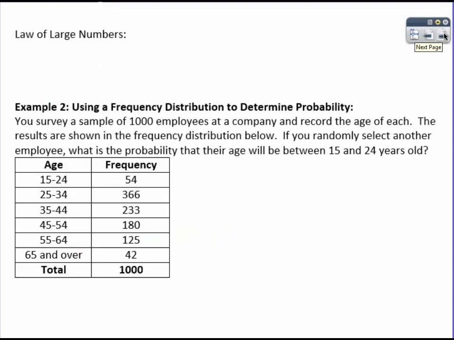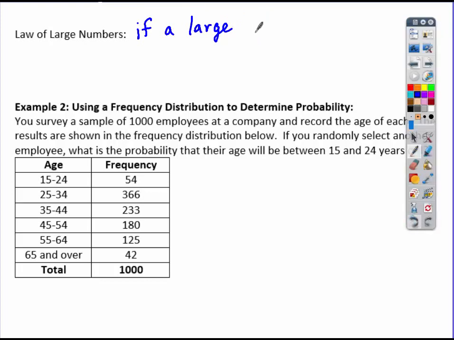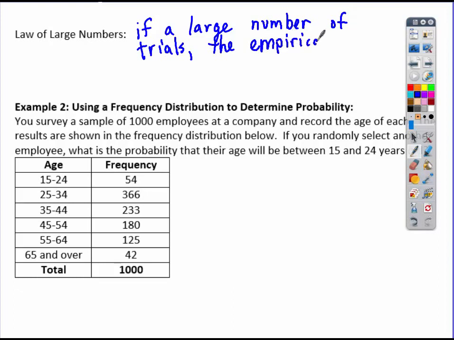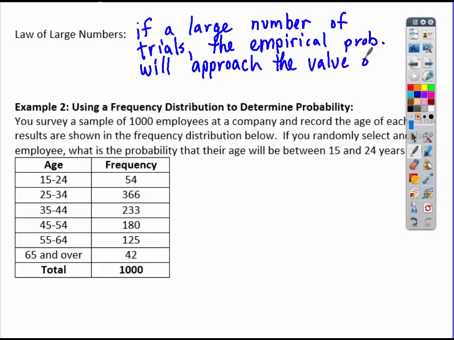Now, this actually leads us right into the next piece, which is the law of large numbers. And this is simply stating, in other terms, that if I have a large number of trials, it basically tells me that the empirical probability will approach the value of the classical probability.